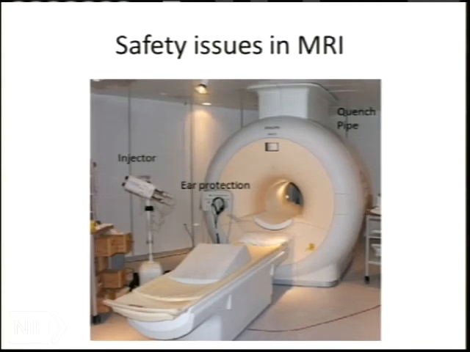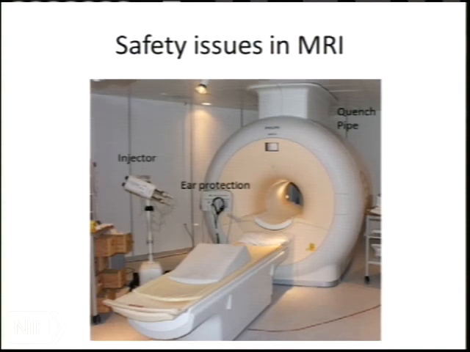So as we look at this magnet in a typical room, we have our friendly injector, just like in CT, two barrels, one for the contrast agent, one for the flush. You have the scanner itself, and the magnet is in here. Now, one thing you'll notice is coming out of the top of that is this manifold, and that's for the so-called quench pipe. And what's that about?